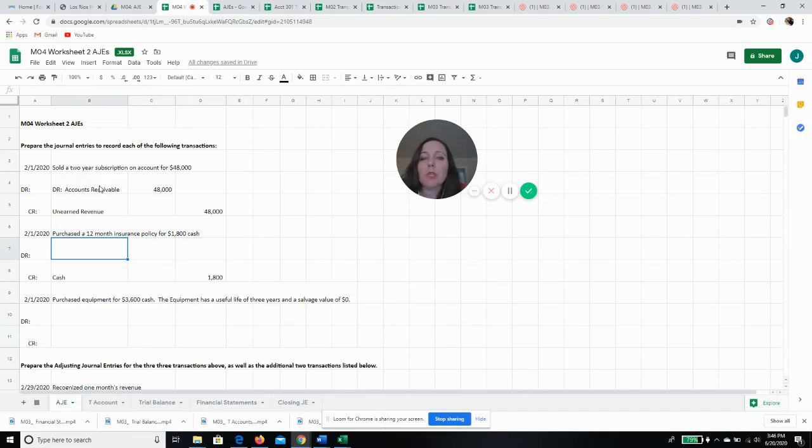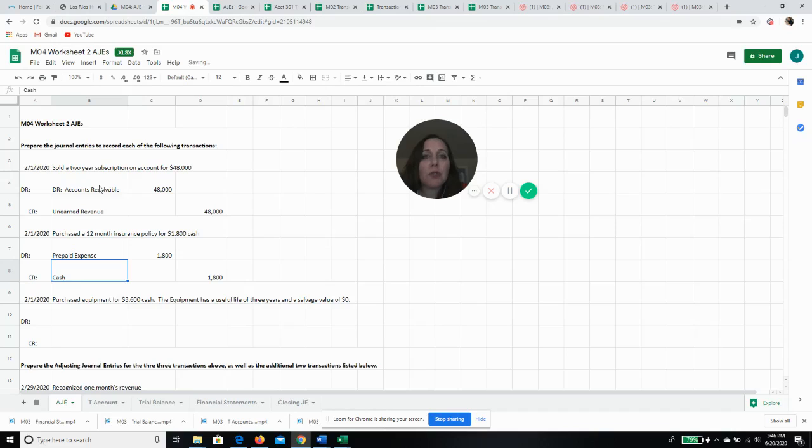So normally this would go to insurance expense, but we're going to be using this up over the next 12 months. So we have an asset. We've paid for an asset that we haven't used up yet, and we call that prepaid expense. We could do prepaid expense dash insurance, or we could just call it prepaid insurance, but we're just going to call it prepaid expense right now to keep it simple. And that's going to be $1,800.